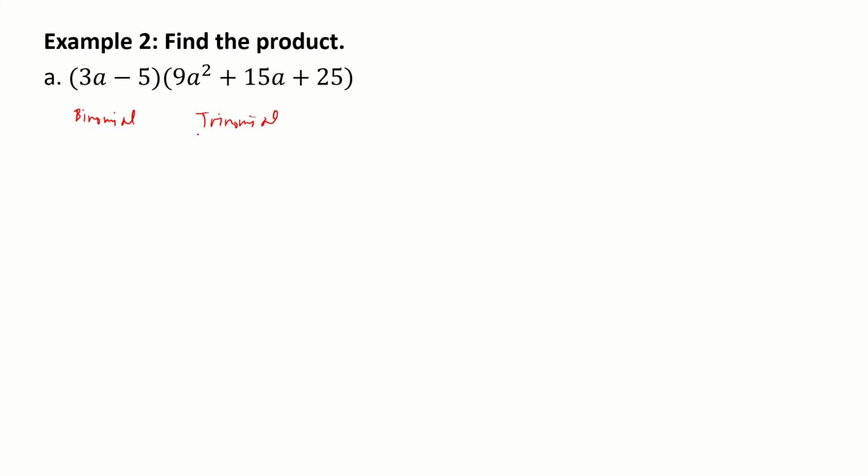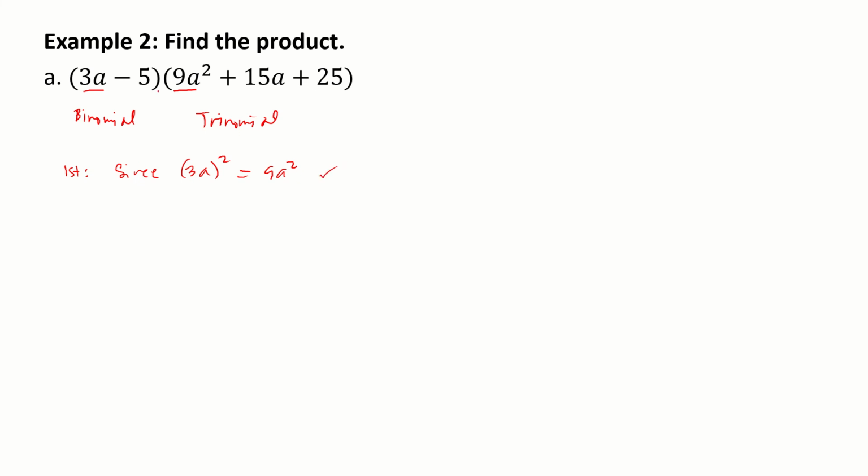So first, the first condition, focus your attention on the first term of the trinomial. It must be the square of our first term in our binomial. So since the square of 3a is 9a squared, this is okay.